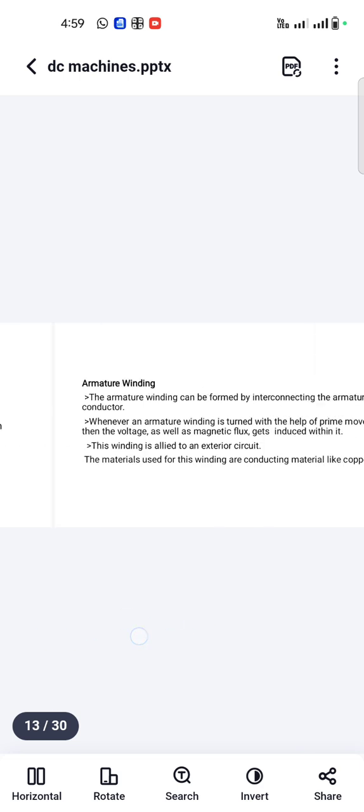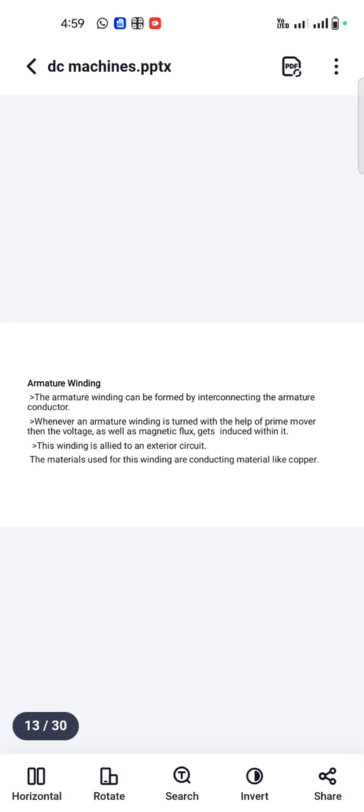Next one, armature winding. It is the winding where voltage is induced and current flows. This armature winding is placed in the slots of the armature core and is connected to the commutator. How is it made? It's made of enameled copper wire. How does it work? The armature rotates inside the magnetic field. When the conductor cuts this magnetic flux, according to Faraday's law, EMF is induced. Now the current flows through the circuit.